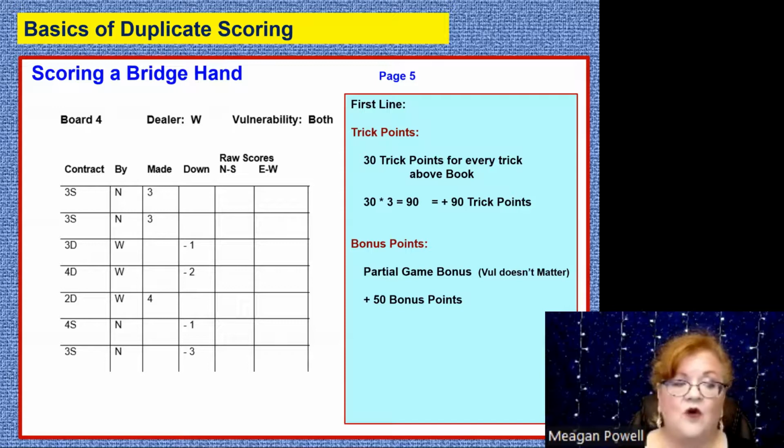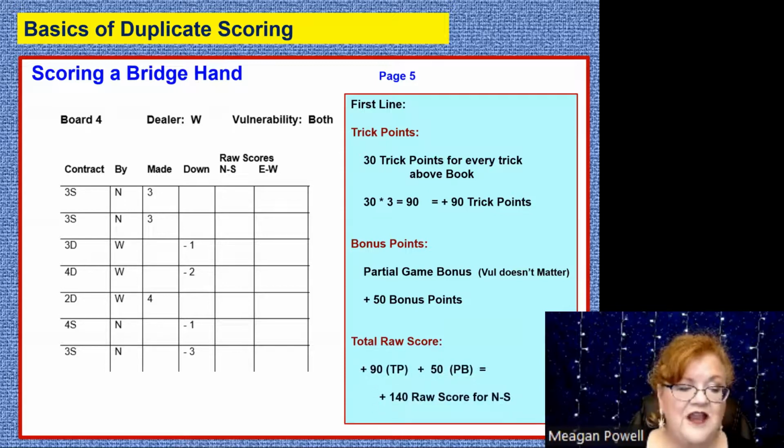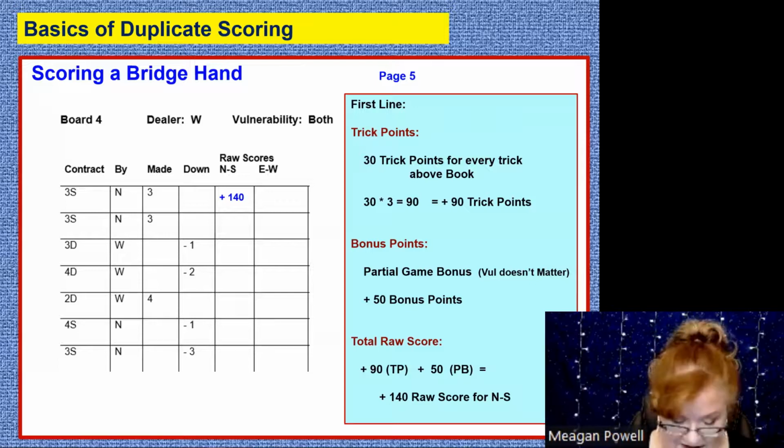So now, what is the raw score? And this is again from declarer's perspective. Our declarer was north. In the north-south column, because you were successful, we put the total raw score. 90 trick points plus 50 partial bonus points is positive 140 for north-south. So if we were writing this on paper, and what goes on in the computer if you're digital, is the computer calculates that north-south's raw score is plus 140. So far, so good. Is that straightforward? Let's continue.